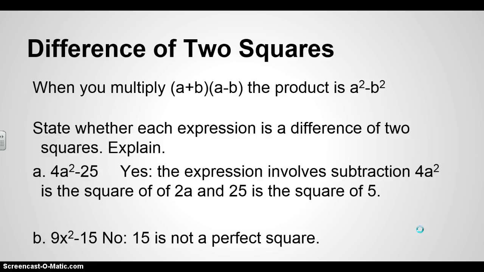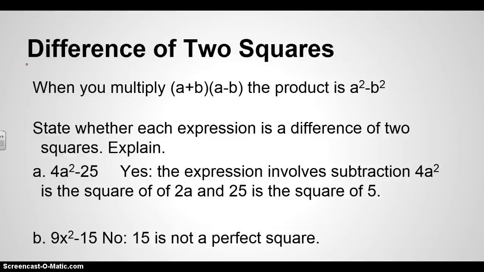In section 9.6, there's another term that we see. It's called the difference of two squares. And when we think of the word difference, that means subtracting. Let's look at this. When you multiply a plus b and then a minus b, the product is going to be a squared minus b squared.